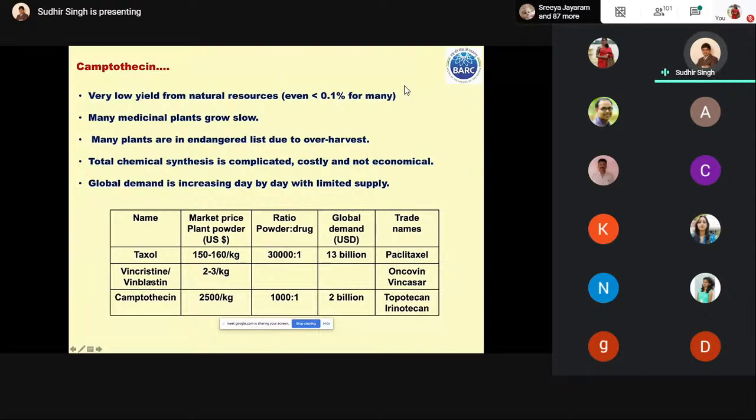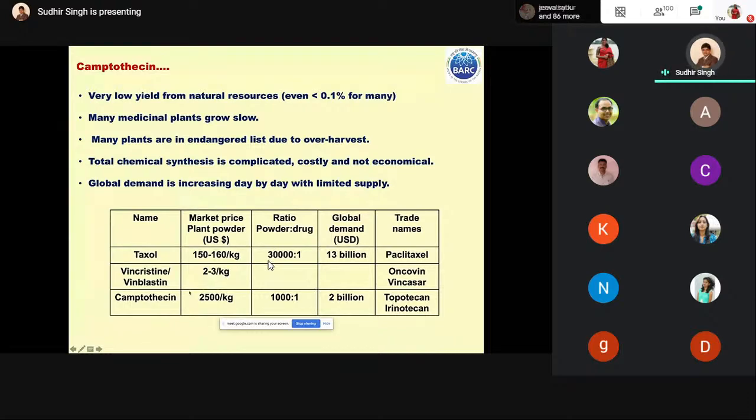Second is Vincristine and vinblastine. It is one of the most common plants grown even in India, what we call Catharanthus roseus or Sadabahar, which grows in most of our gardens. But there are certain varieties which have a high level of this compound, and because of availability and faster growth, being a herb, the overall market price is relatively low. The commercial products from this compound include Oncovin and Velban.